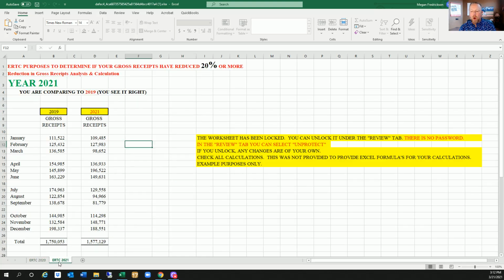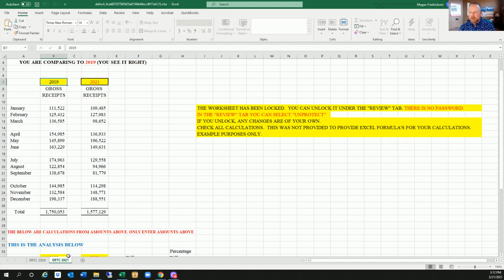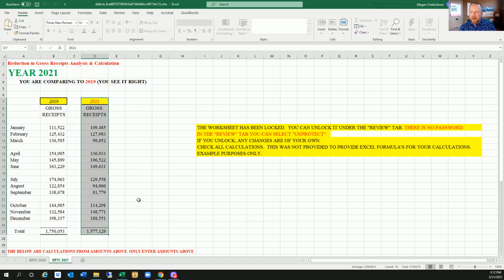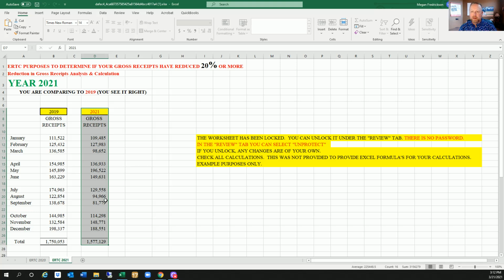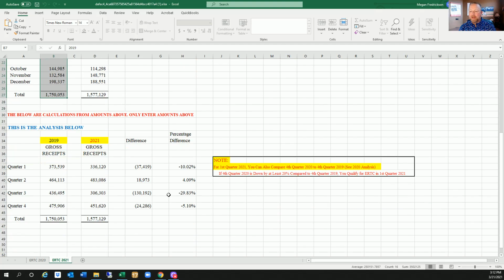Now, when we go over to 2021, it is a 20%, but we're still comparing to 2019. So these are the same amounts, just as an example here, but we're comparing 19 to 21. You're hearing that correctly. You don't compare 21 to 20. This works to your advantage because 19 is before the pandemic, so most businesses probably were up. Hopefully they have rebounded by 2021. But nonetheless, it's the same exercise. You're taking quarter by quarter and then determining whether or not you're down.